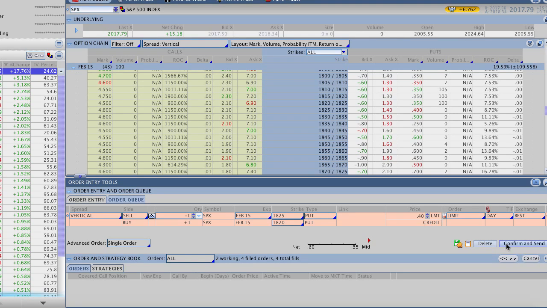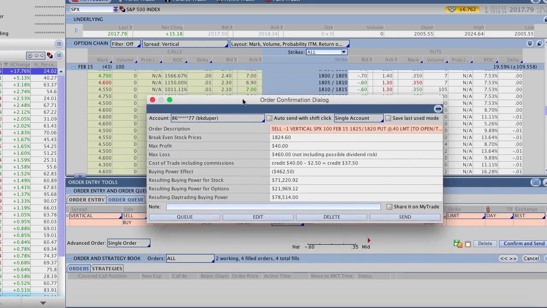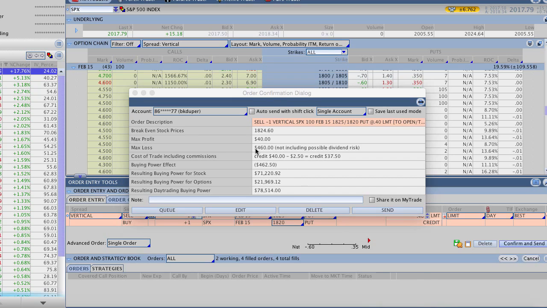So if we hit confirm and send here and do this particular strategy, we can see that we have the potential to make a $40 return using $460 of capital or risk. That's how much margin we're going to put up. This ends up being an 8.7% return on our usage of capital.